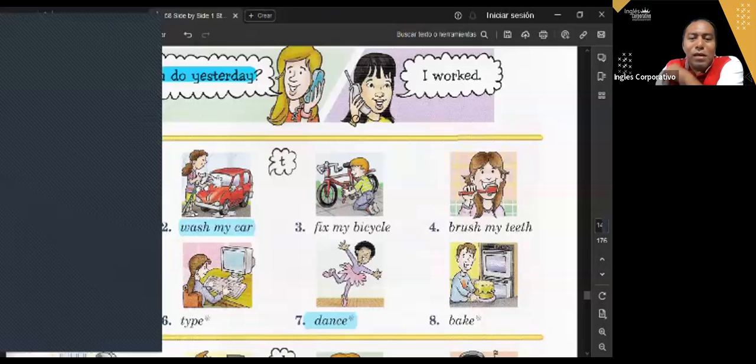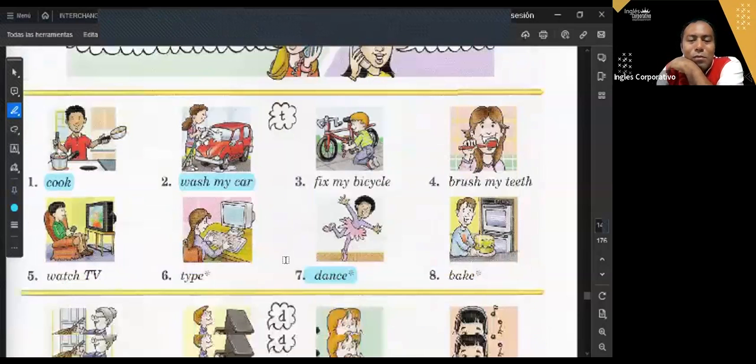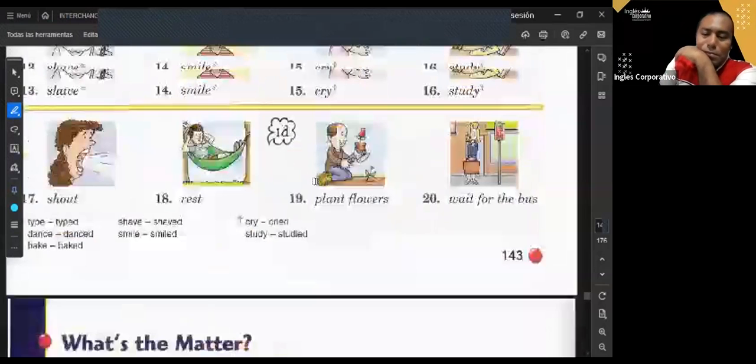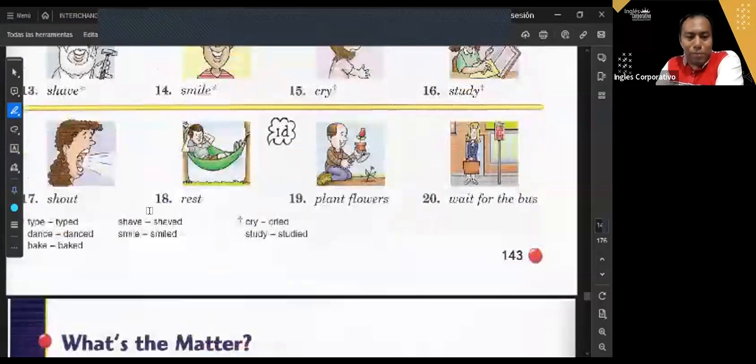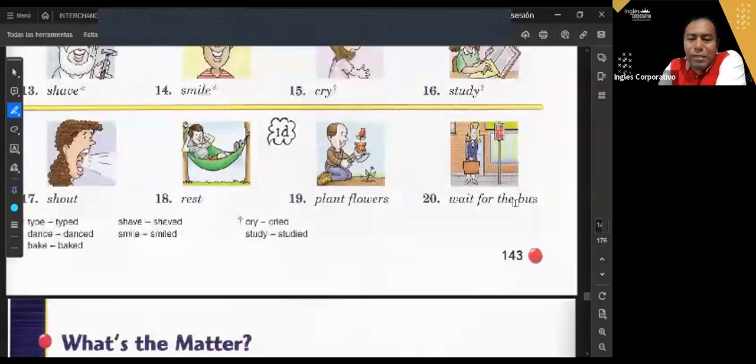I baked. Very good. Entonces, todos estos verbos que terminan en K, en CH, en P, se van a pronunciar la ED como una T. Si usted se aprende este primer grupo y el segundo grupo, los demás van a caer en el otro grupo, ¿verdad? Por ejemplo, shout, shouted. Rest, rested. Plant, planted. Wait, waited for the bus. Entonces, cuando terminan en T, como shout, rest, plant, wait, si le agregamos ED, esa ED se va a pronunciar como ID, ¿verdad?